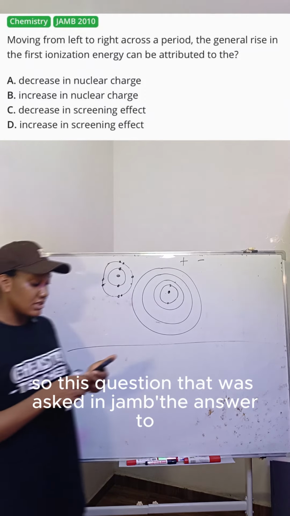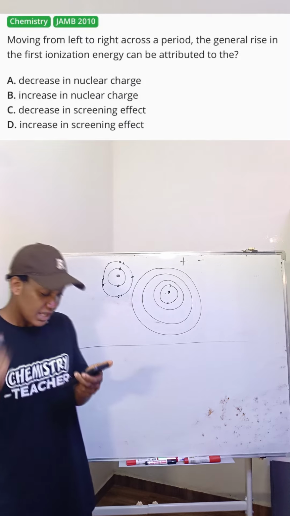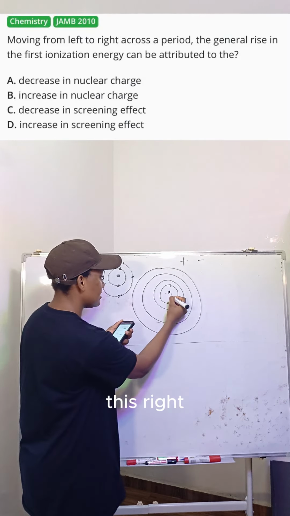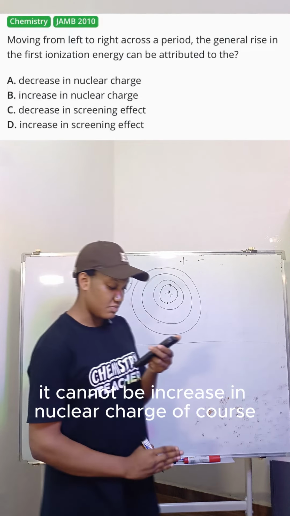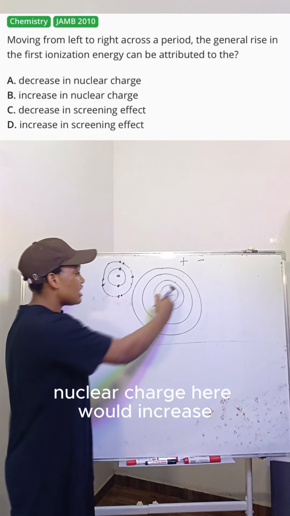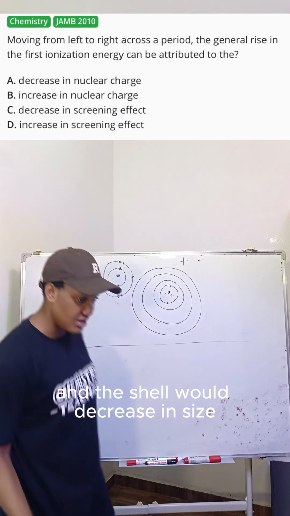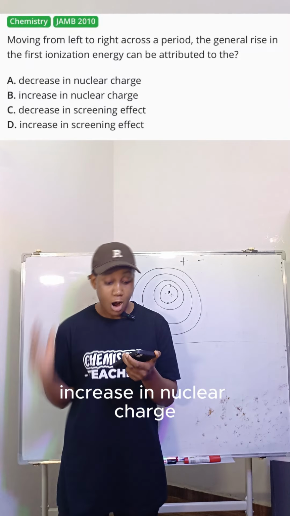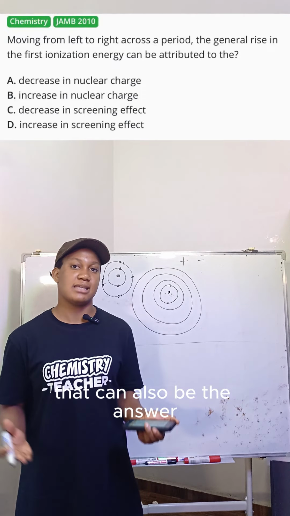So this question that was asked in JAMB, that's what this question is going to be. Is it decrease in the nuclear charge? Now, what's the nuclear charge? This, right? This is the charge here. So is it decrease in nuclear charge? Of course, it cannot be. Increase in nuclear charge? Of course, yes. So this nuclear charge here would increase, and it's going to draw the shell to itself, and the shell would decrease in size. So the answer is B, increase in nuclear charge. Or if you do not see increase in nuclear charge and you see increase in number of electrons, that can also be the answer. I hope you get it.